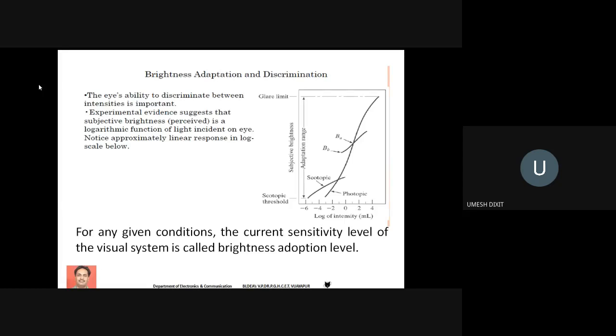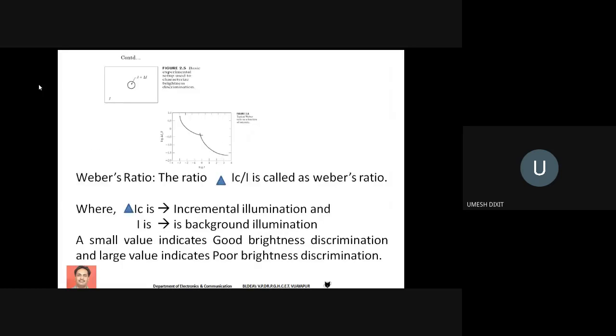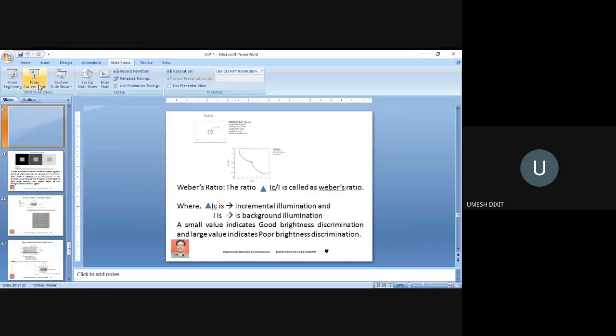And after that, we discussed about Weber's ratio, which is simply delta IC by I, where delta IC is called as incremental illumination, and I is known as background illumination. The small value of Weber's ratio indicates good brightness discrimination, and the large value indicates poor brightness discrimination in the system.